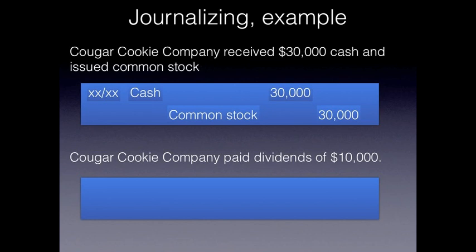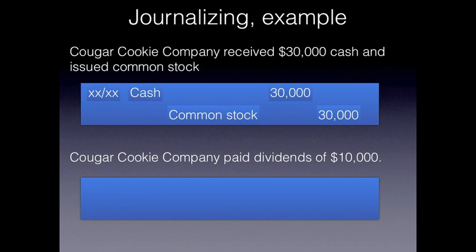And our second entry that I have here: Cougar Cookie Company paid dividends of $10,000. Again, the first step is to determine the accounts that are affected. It says that we paid dividends, so we know that dividends is one of the accounts that's affected. And we paid $10,000, so that means cash is affected.